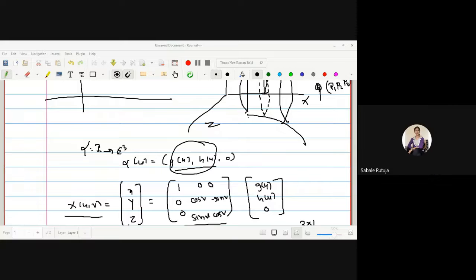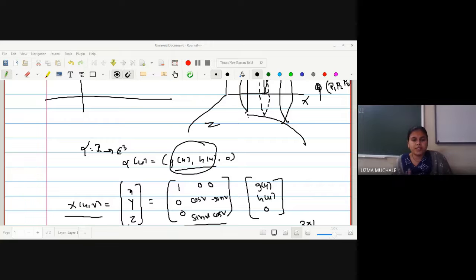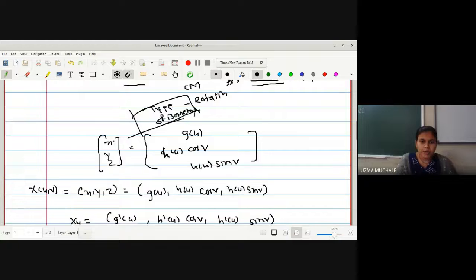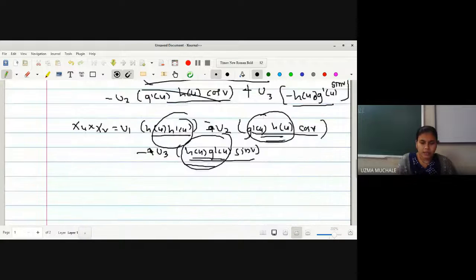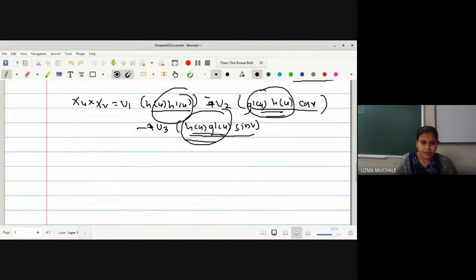No, ma'am. Possible? No. So for that, you can say that cos v and sin v simultaneously cannot be zero, as well as g of u and h of v cannot be zero simultaneously, since we can say that we have a curve in xy plane. That's why we can say x u cross x v will not be equal to zero simultaneously, which implies that x is regular mapping.